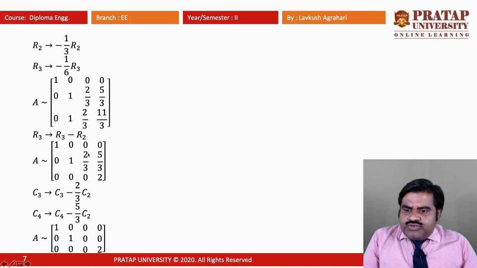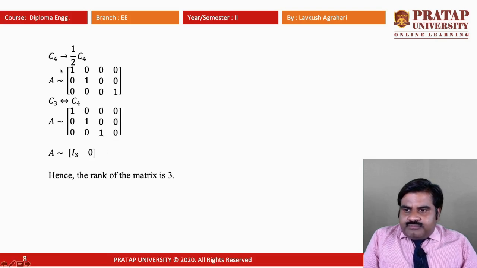Now we have to make this 2 upon 3 and this 5 upon 3 equal to 0. For this we perform the operations: R3 is replaced by R3 minus 2 upon 3 C2, C4 is replaced by C4 minus 5 upon 3 C2. By this operation the element 2 2 is 1, and the element 2 3 is 0, the element 2 4 is also 0. So we have only the element 2 left, and we have to make this element 1.